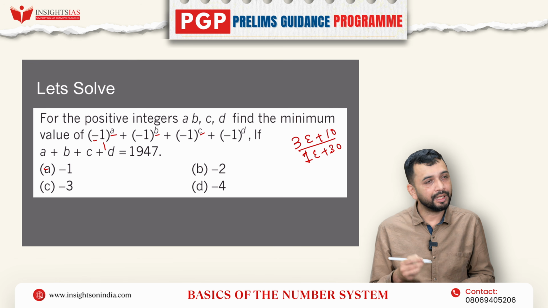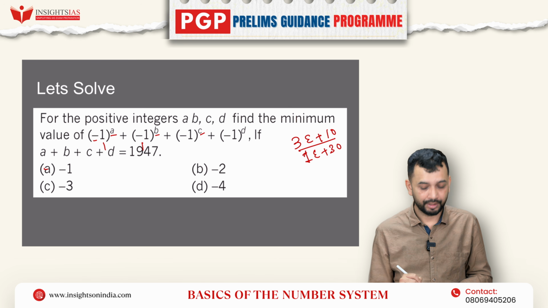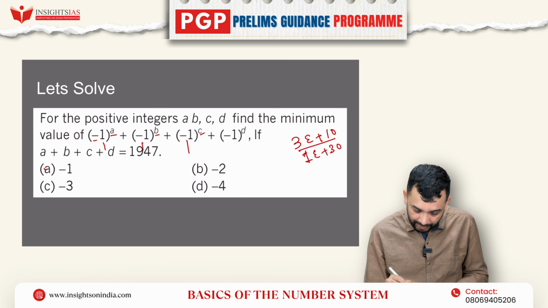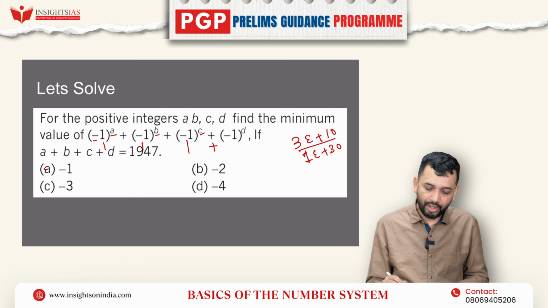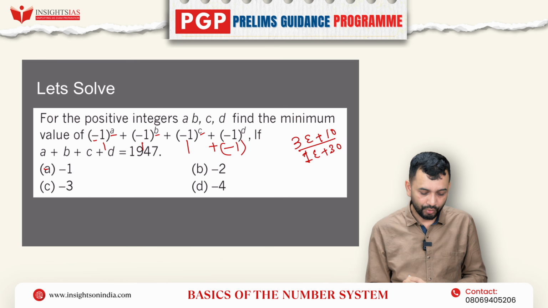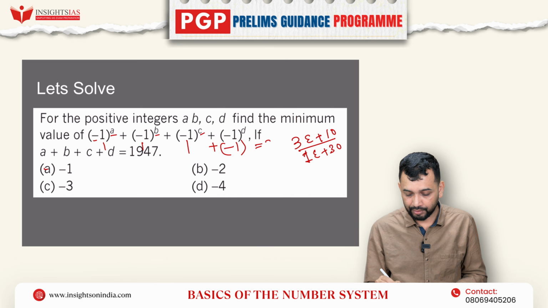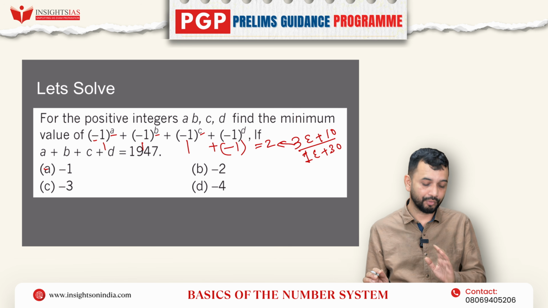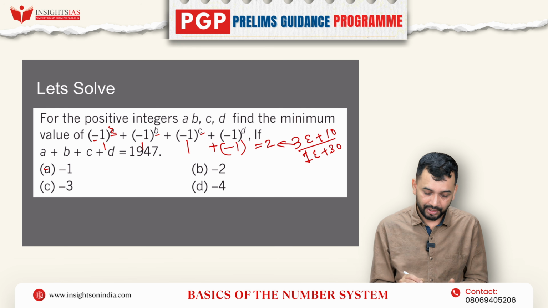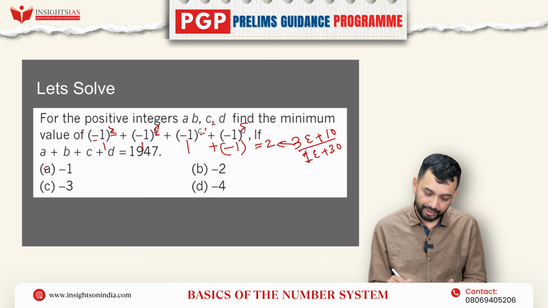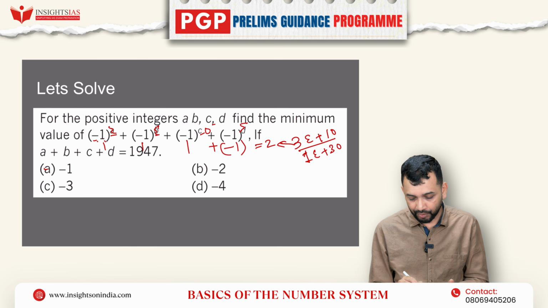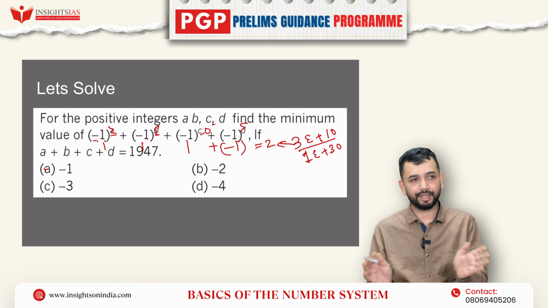This is again -1 to the power of an even number, +1, and -1 to the power of an even number, +1. Similarly, -1 to the power of an odd number will be -1. So 1 plus 1 is 2, 2 plus 1 is 3, 3 minus 1 will be 2. So the answer will be 2 if there are 3 even. Order does not matter. This can be even, this can be even, this can be even, this can be odd. Order does not matter because it is 1, 1, 1, 3 minus 1.